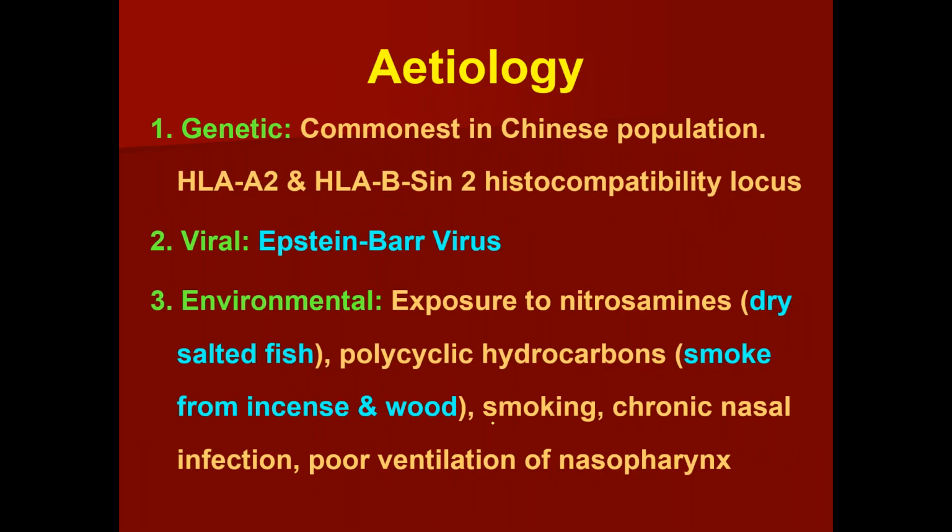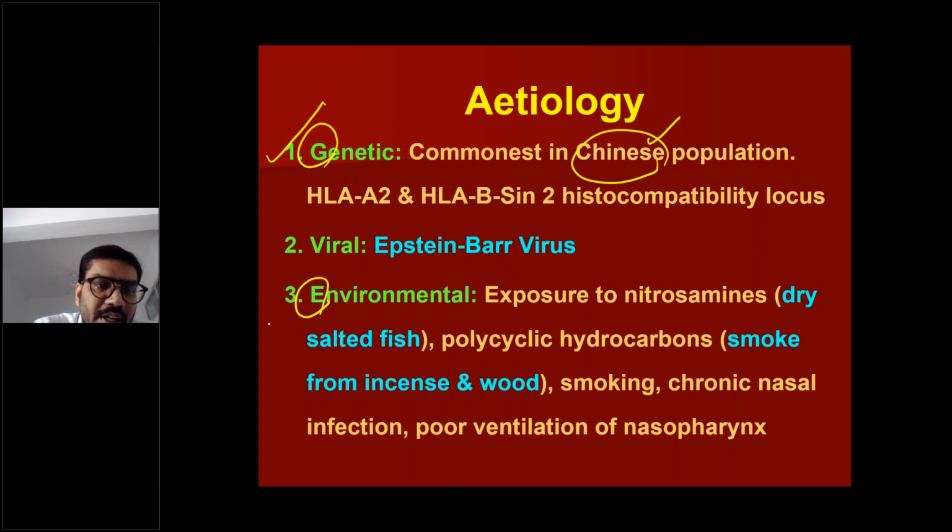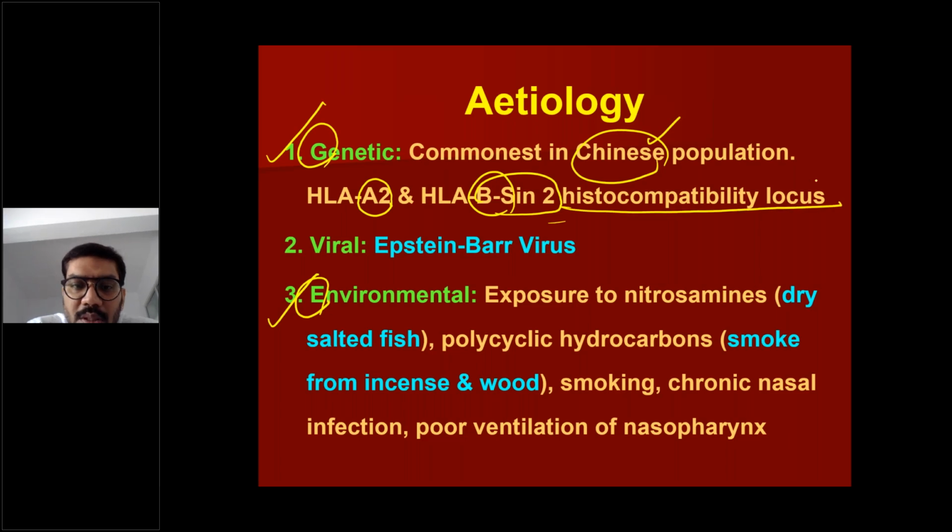When you take up the etiology, the genetic is the commonest in the Chinese population. Any of the cancers has got genetic factors, number one, and number two, environmental factors. GE, you should remember: genetic factor, environmental factor. Genetics, especially HLA-A2, HLA-BW46, the histocompatibility locus. Important, of course. You can mark it down.